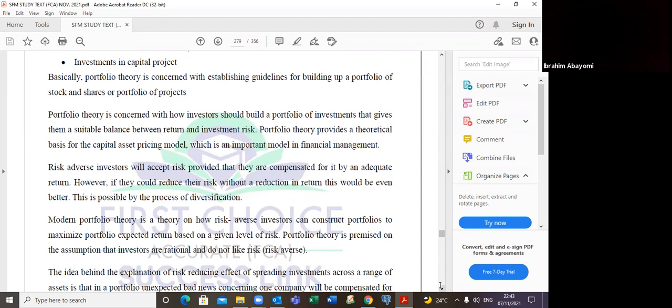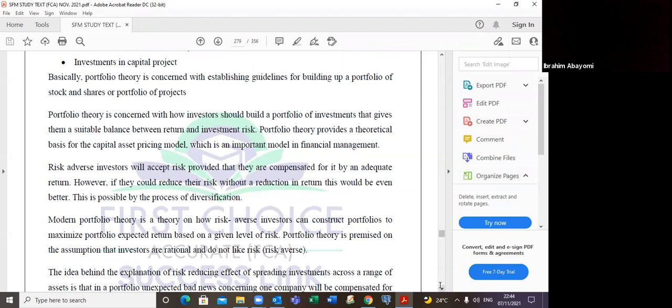Now, as an investor, you are expected to make sure that the risk of all the investments in your portfolio is at a minimum acceptable amount of risk. And that is the reason for diversification. Diversification simply means investing in more than one investment in order to reduce risk. I'll say it again. When we say diversification, it means investment in more than one investment in order to reduce risk. That is what we call diversification.